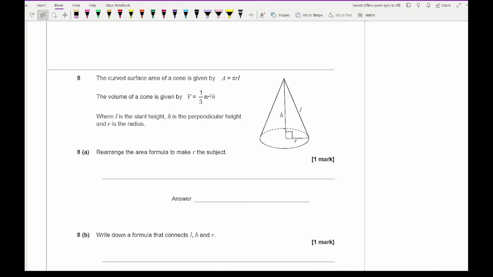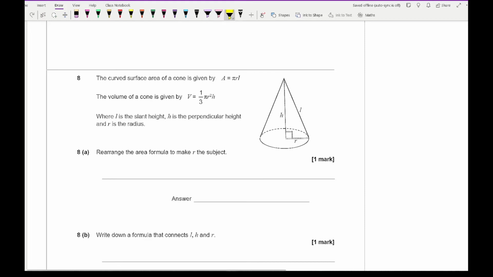Then moving on to our final question, which is question 8. It says the curved surface area of a cone is given by A equals pi r L. The volume of the cone is given by V equals a third pi r squared h, where L is the slant side, h is the perpendicular height, and r is the radius. And question 8a says rearrange the area formula to make r the subject.